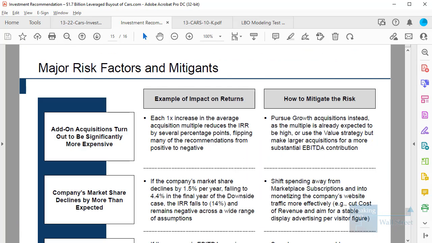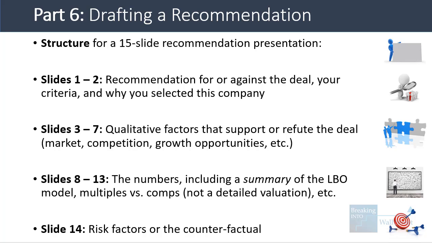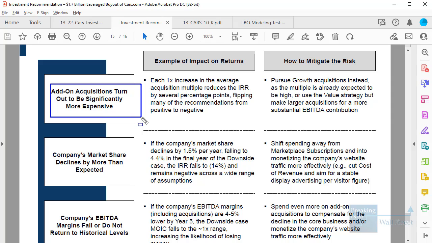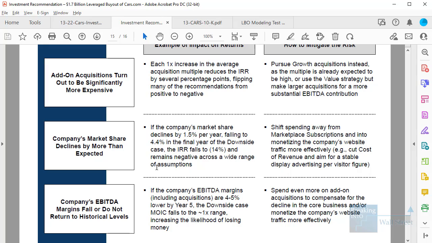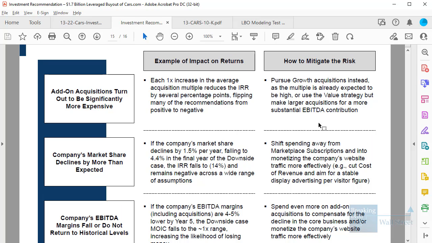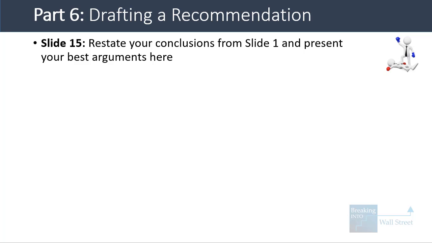The next slide is about the risk factors. You always need to consider these in a positive recommendation, and in a negative recommendation, you might give the counterfactual and say what might change your mind about the deal. So here we talk about how the add-on acquisitions might be more expensive, the company's market share might decline more rapidly than we expect, or the company's EBITDA margins might fall or fail to return to their historical levels before the past few years, which saw a big disruption in their business because of the pandemic. So we discussed these and possible ways to mitigate them on this slide. And then on the last slide, we just restate the conclusions from slide 1 and present the best arguments.